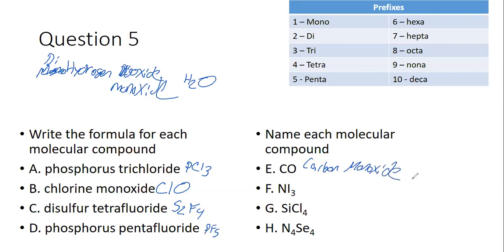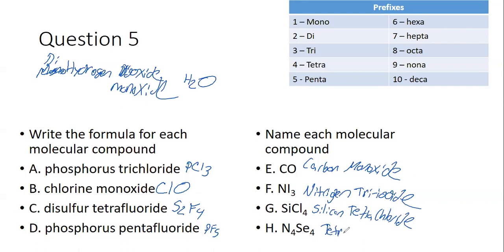Can't smell it, can't taste it, but it will kill you. So make sure you have carbon monoxide detectors inside your house. Nitrogen triiodide. If you take biochemistry, I will tell you why that will kill you. It basically just latches onto a protein. So SiCl4, silicon tetrachloride. And our last one is tetranitrogen tetraselenide, I believe.